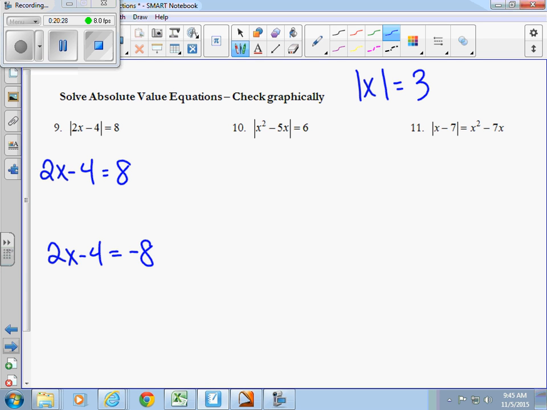So here's how you set up every absolute value equation. You set up 2 equations. Set up equal to 8, set up equal to negative 8. That's how you set up every absolute value equation.